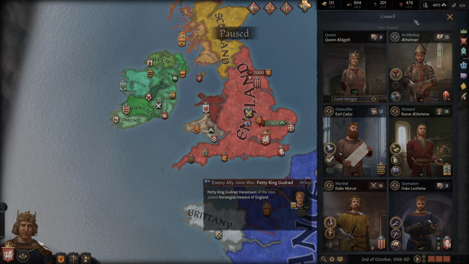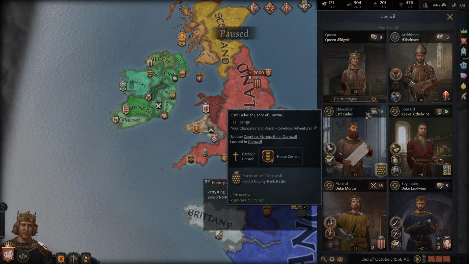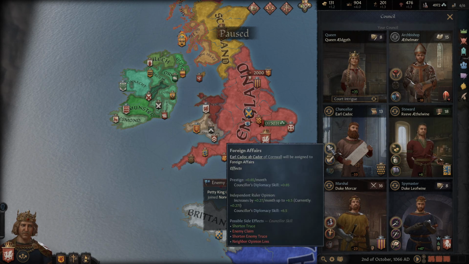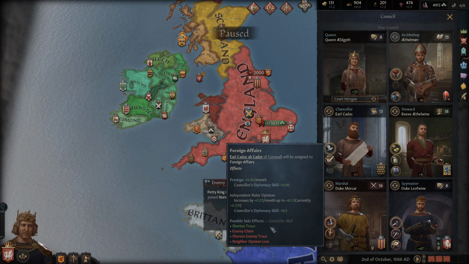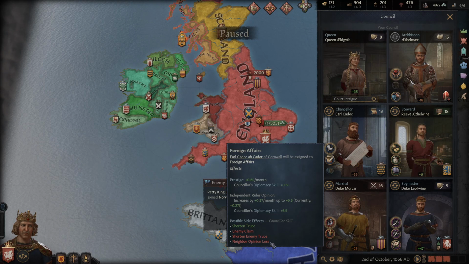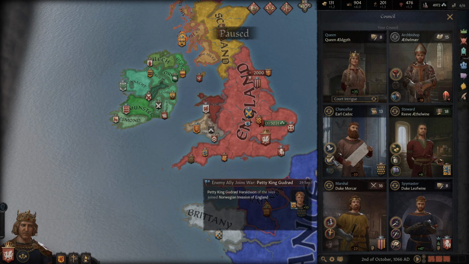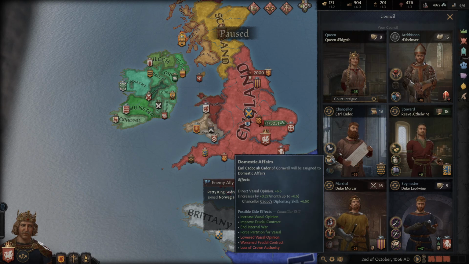Up next we have the Chancellor, whose stat of excellence is the diplomacy stat. This dude can work on foreign affairs, which increases your monthly prestige gain, and increases other independent rulers' opinion of you. There are also some side effects possible, such as shortening truces if your Chancellor is competent, but if he is not, he could lead to an enemy getting a claim on one of your counties. It could also reduce your neighbour's opinion of you, and also shorten enemies' truce times with you, so make sure your guy is competent.